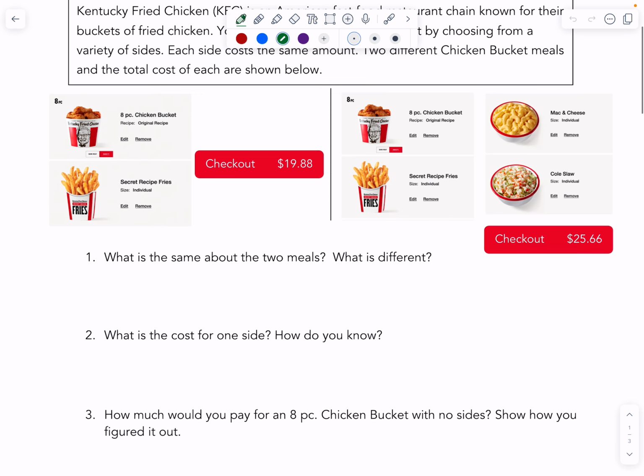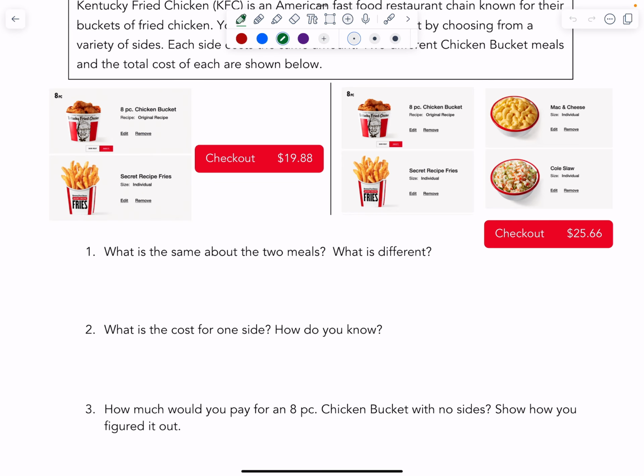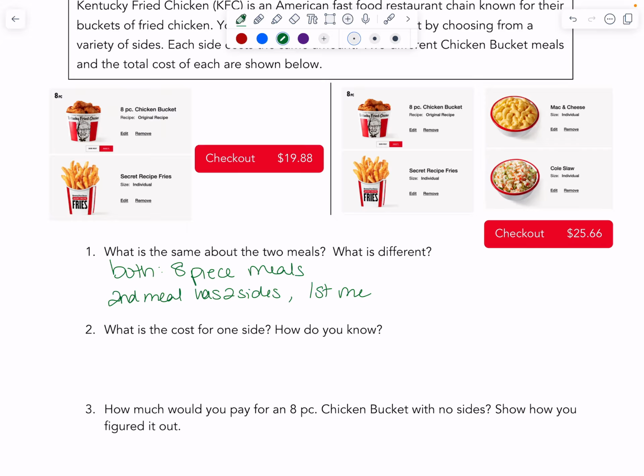All right, so what is the same about the 2 meals, and what is different? So go ahead and pause the video for a second and answer this. All right, so we're back. So they both include 8-piece meals. But then the second meal has 2 sides, and the first meal has 1 side.